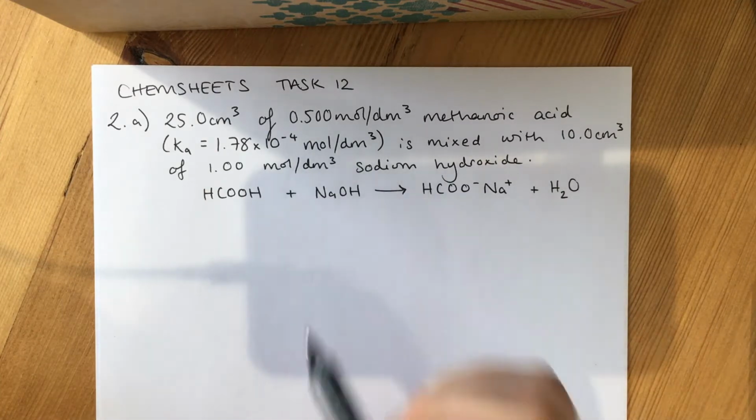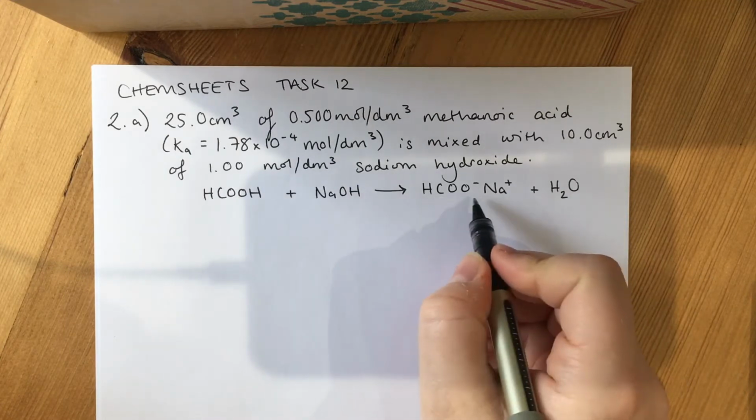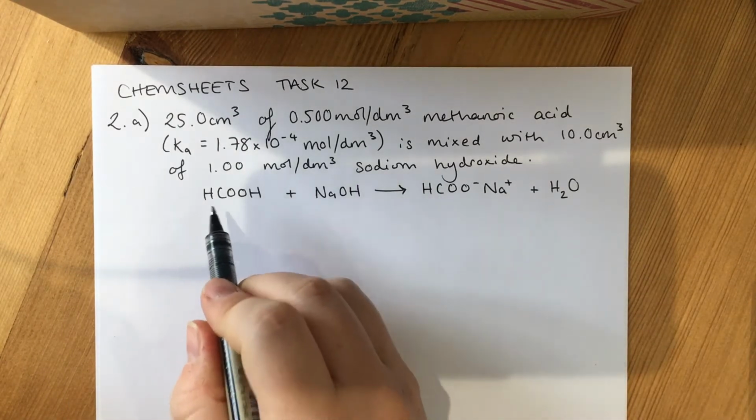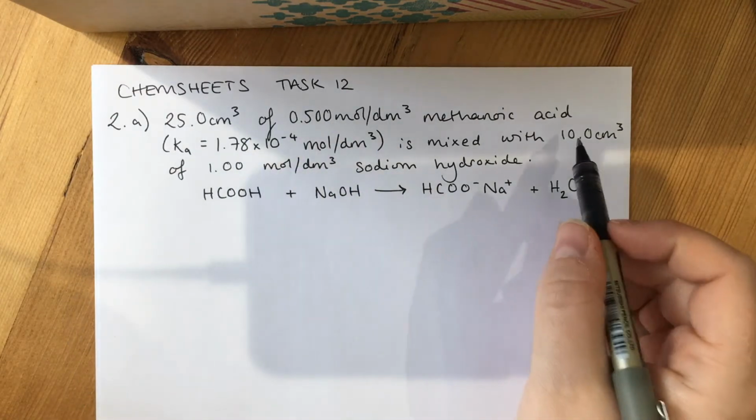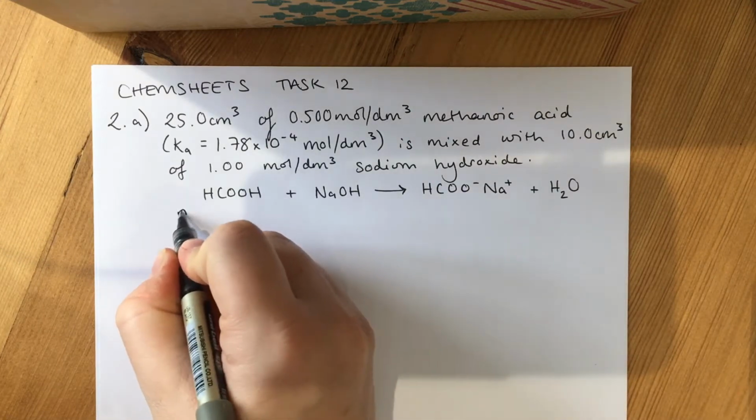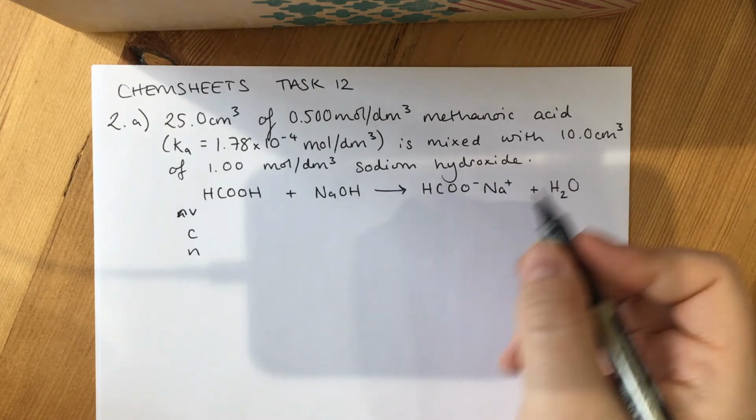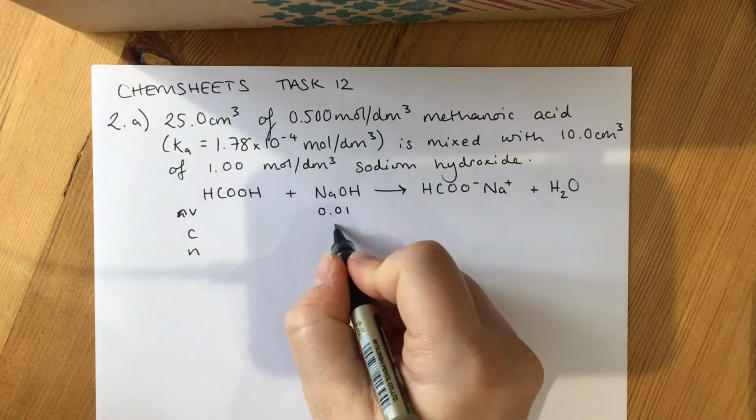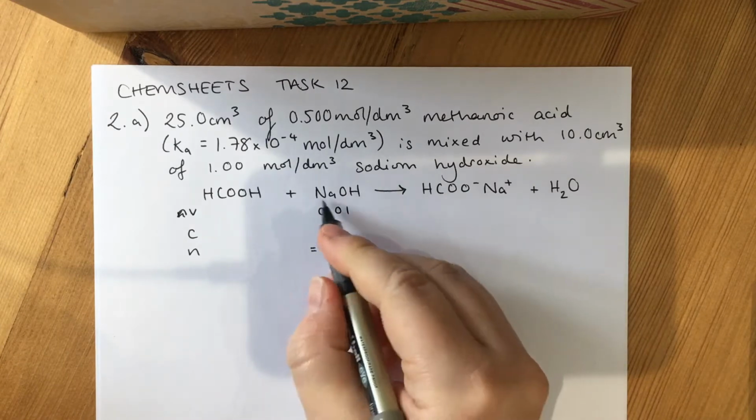So the first thing we need to do in the calculation, so we're trying to calculate the pH, is work out how many moles of our conjugate base and how many moles of our weak acid are left over. So we'll do this one first, work out how many is reacted. We know that the methanoic acid is in excess, so at the moment that is not useful to us. We need to use the volume and concentration of the sodium hydroxide. So volume is 10 centimeter cubed, so 0.1 decimeters cubed. Concentration is 1, so our number of moles is 0.01 moles of sodium hydroxide.